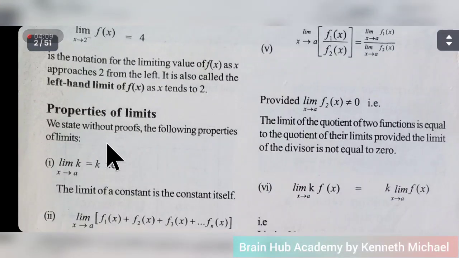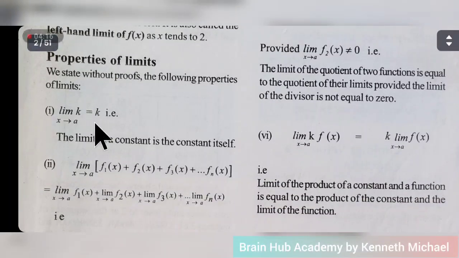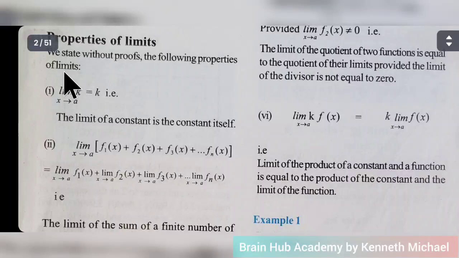Now we have properties of limit. We state without proof the following properties of limit. So these are the properties of limit. At this level, there will not be proof. If you want proof, you go and look for my higher videos for university level differential calculus. Okay, so first of all, the limit of k is equal to k, that is as s tends to a constant, which is a. The limit of a constant is the constant itself. That is what it means.